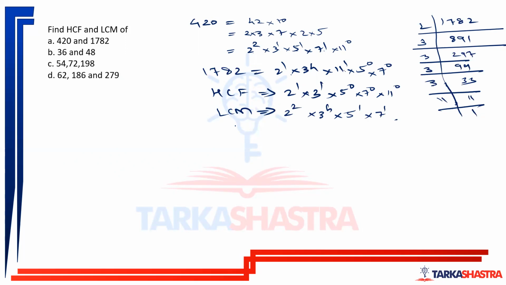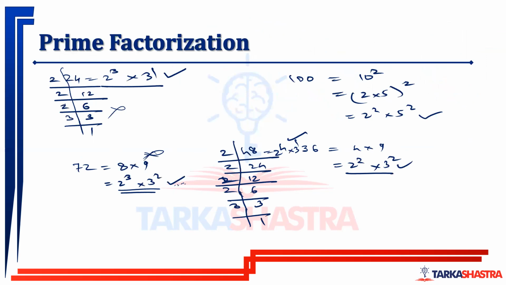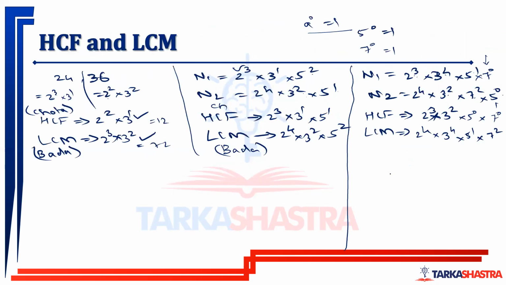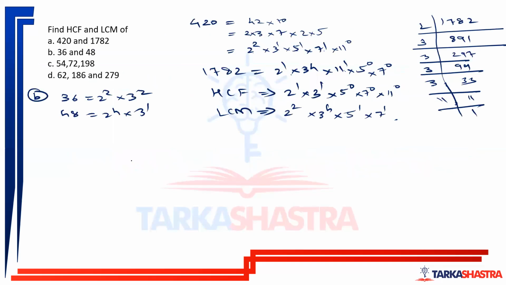Now pause the video and solve questions B, C, D. I'll be continuing from here, but you pause the video and try to solve it and then look at the solution. So 36 prime factorization is 2 square into 3 square. 48 prime factorization is 2 raised to 4 into 3 raised to 1. We have already done it, and that is why I'm writing it as it is.